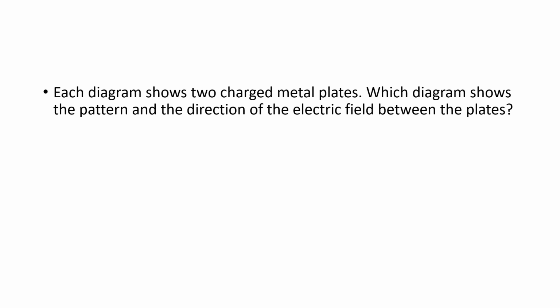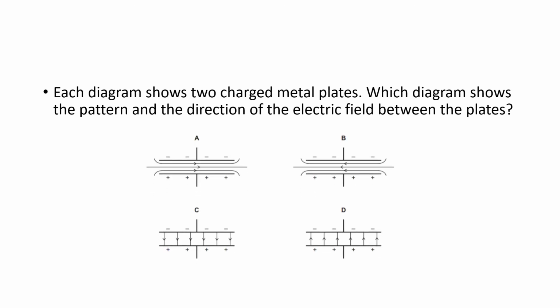Okay. Each diagram shows two charged metal plates. Which diagram shows the pattern and the direction of the electric field between the plates? These are the options. From here itself, it is clear that it is not A, not B, and they are two parallel plates. Then the field lines are from negative to positive here, but we know that the field lines go from positive to negative. Then option D is the answer.